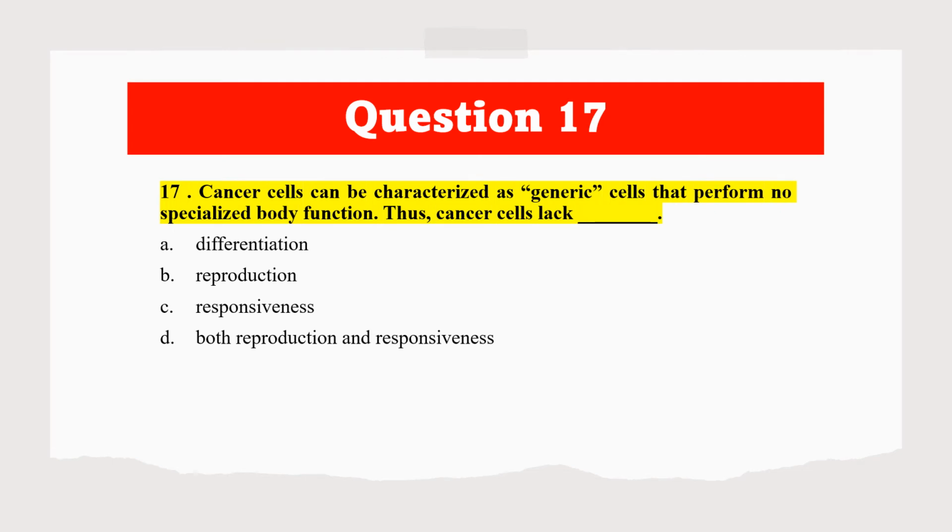Question number 17. Cancer cells can be characterized as generic cells that perform no specialized body function. Thus, cancer cells lack: A, differentiation; B, reproduction; C, responsiveness; or D, both reproduction and responsiveness. The answer is D. They lack differentiation.